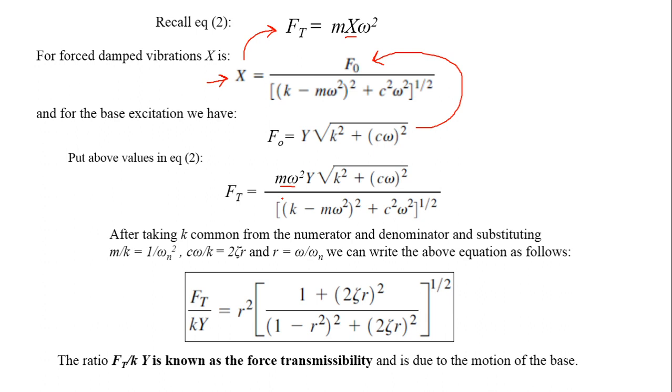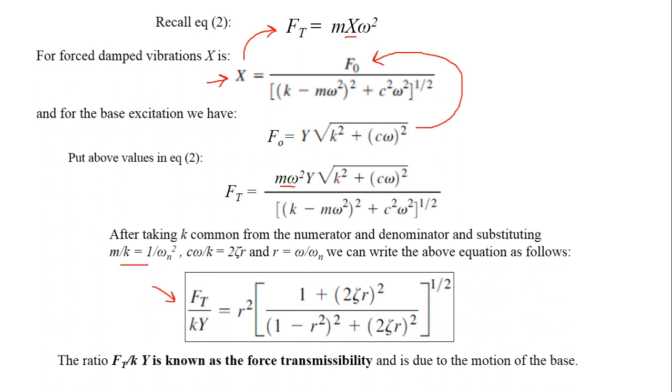So we're going to try to make this non-dimensional, as we have done in the case of displacement transmissibility and the amplitude ratio. So we're going to take k common from the numerator and the denominator, and we're going to use these substitutions: m over k equals 1 over omega n squared, c omega over k equals 2 zeta r, where r is omega over omega n, and after this we are going to get this ratio.